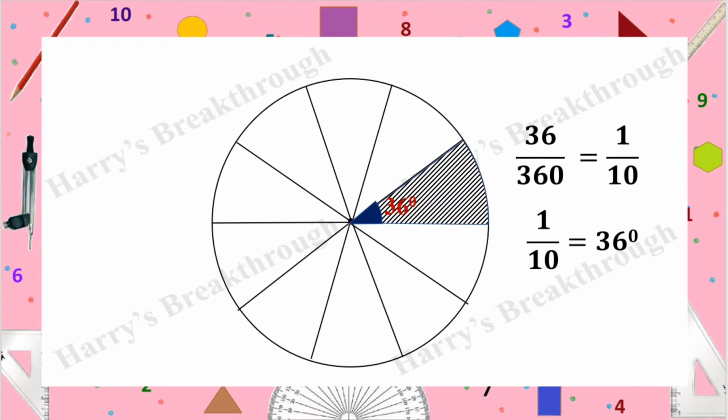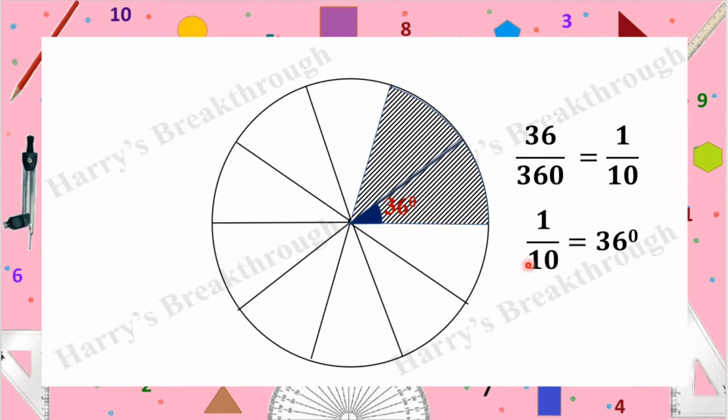Now let's shade one more portion. So now the total angle will be 36 plus 36, that is 72 degrees. So how can we represent these two parts in terms of fractions?